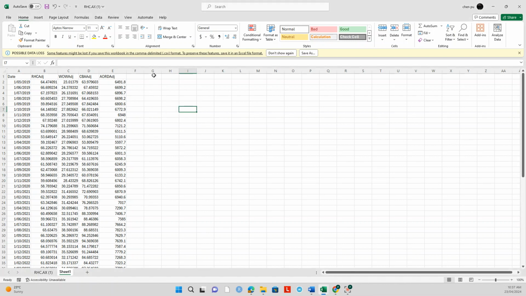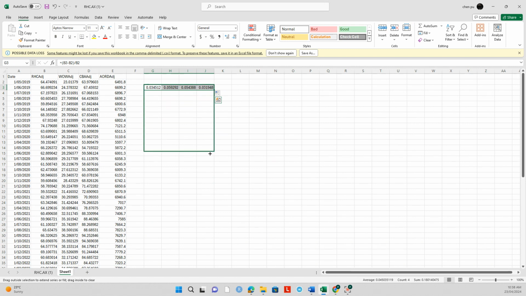So to calculate the returns, we use the formula: the price of today minus the price of previous month, divided by the price of previous month. This will be the monthly return of RHC. Then if you check the formula here, this will be the return of Woolworth, this will be the return of CBA, this will be the market return of all ordinaries.